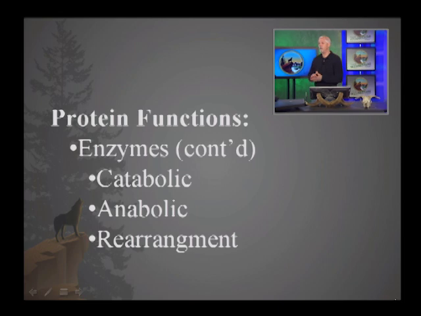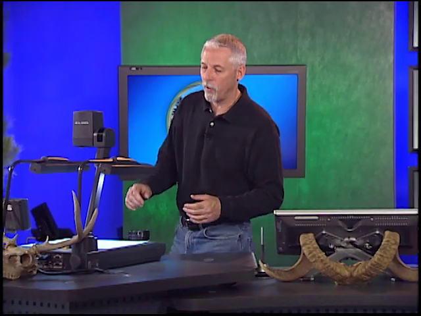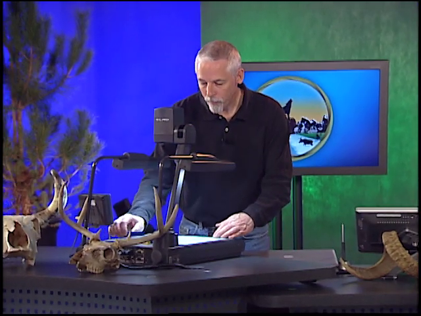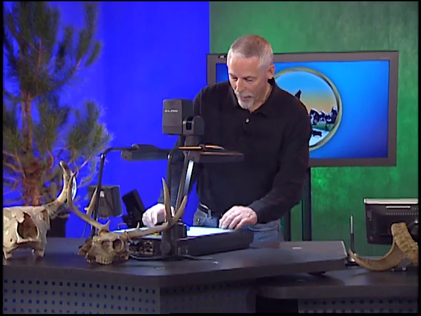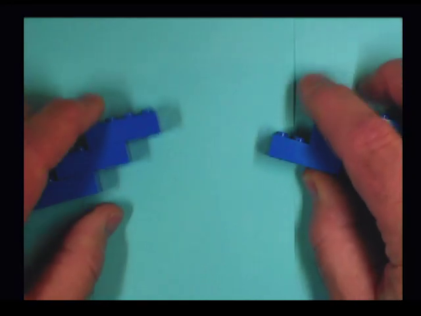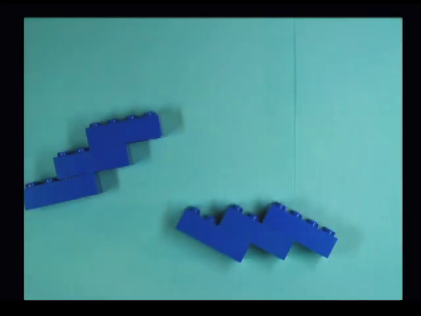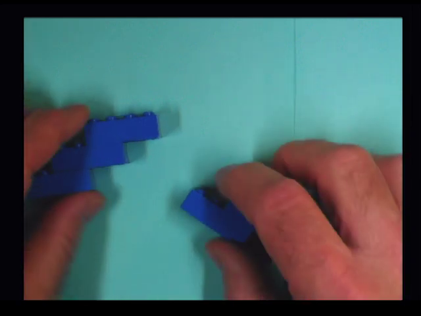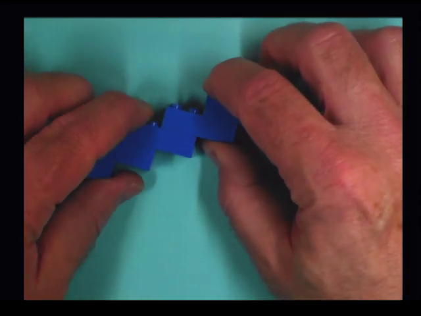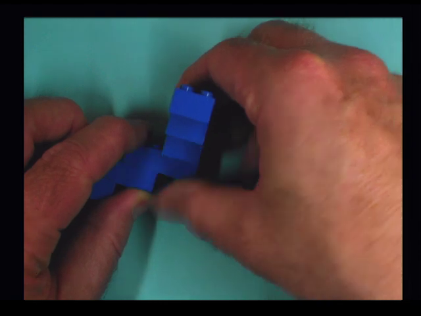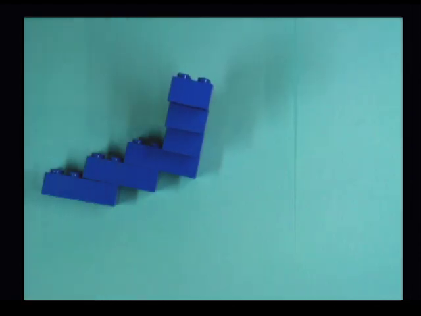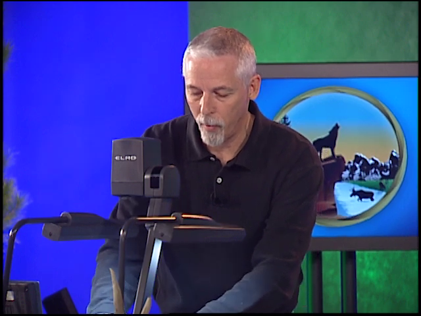And just again to give you a quick look at this, using some Lego pieces. A catabolic enzyme would bind a large molecule and break it into smaller molecules. An anabolic enzyme would take smaller molecules and assemble them into a larger molecule. And then some enzymes may just take your molecule and rearrange it into a different shape. There are certainly other functions of enzymes as well, but that's a pretty simple summary of what enzymes do.